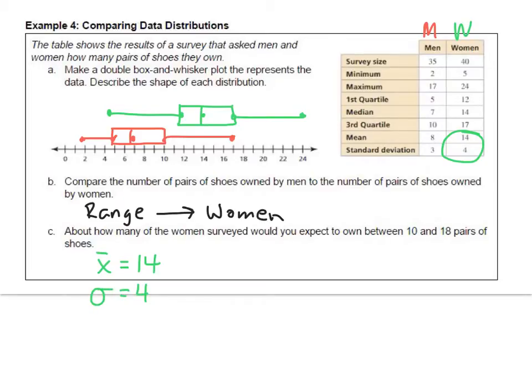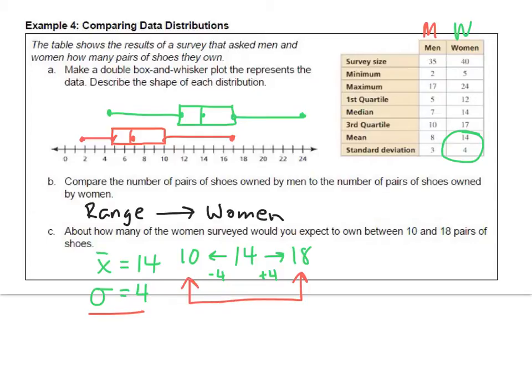So where are we getting this 10 to 18 pairs from? Well, if you think of what the standard deviation means, I have 14 kind of in the middle, and I'm going to go plus 4 for my standard deviation to get me 18, and then the other way, I'm going to go minus 4 to give me 10. So that means a majority of the women would own between 10 to 18 pairs. So again, this is where the standard deviation comes into play.